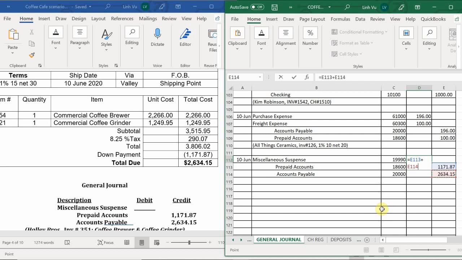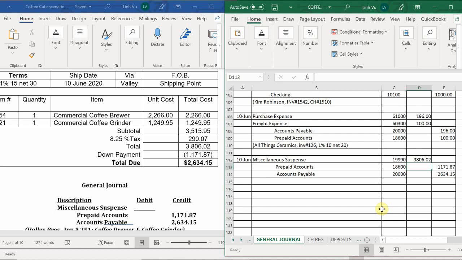2,634.15 plus the 1,171.87, 3,806.02. Yes, and if you look at the bill, that's what the total amount due is: $3,806.02. Oh, I didn't pay attention to the middle of the bill, so I see everything except the total. It's okay, don't worry about it. That's why I said look at the bill if you need help to tell me what the total is.